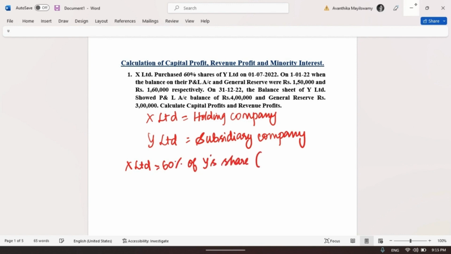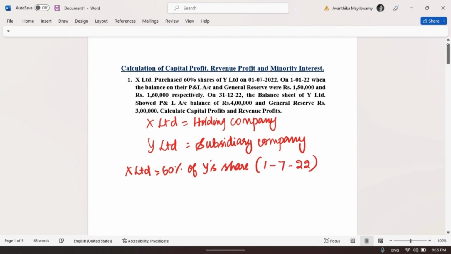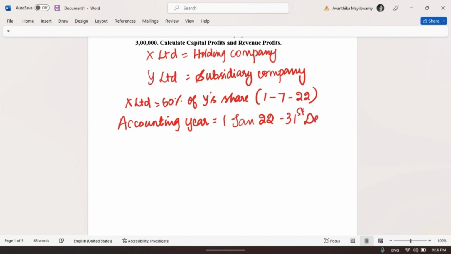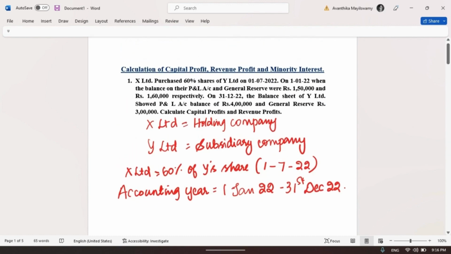It was on 1/7/2022. And from the question, it is very clear that the accounting year of this particular company is from 1st January 2022 to 31st December 2022. So here we have a few more details, that is the balance at the beginning of the year in P&L account and general reserve was 1,50,000 and 1,60,000.